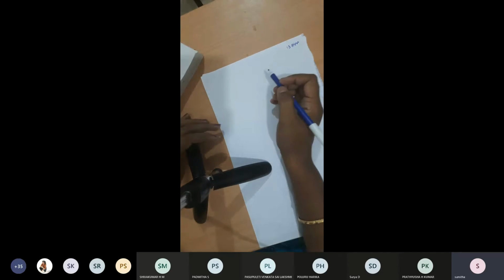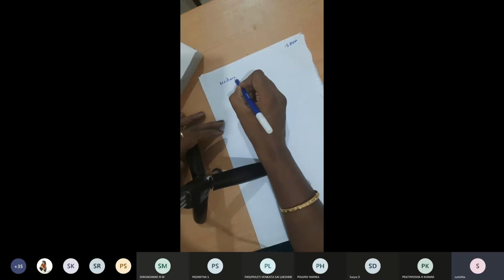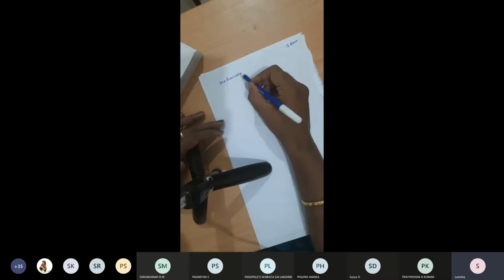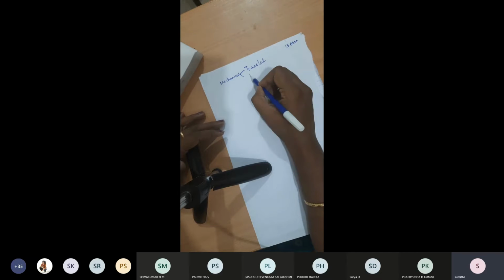Okay. First we started with mechanical systems. We studied two types of mechanical system, that is translational system and rotational system.